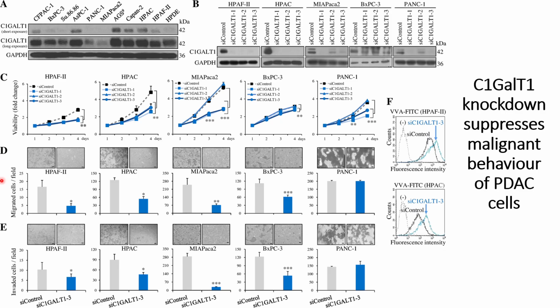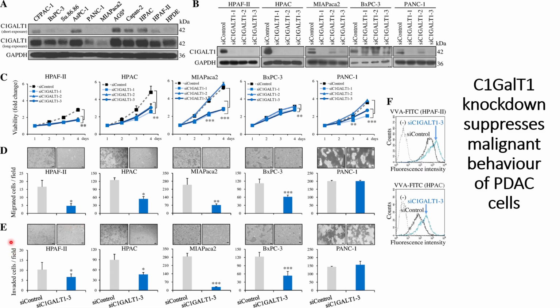Thereafter they checked migration of those pancreatic cancer cells, and they can see that migration is also reduced for HPAF2, HPAC, MIA PACA2, BXPC3, but not for PANC1. And these bright field images are also shown here, in which it can be seen that the HPAF2 density got reduced, and similar results they saw for HPAC, MIA PACA2, BXPC3, but not for PANC1.